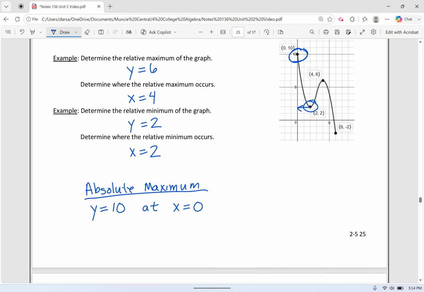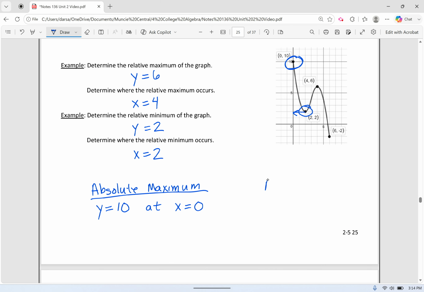What is the relative maximum? That one was 6. What is the absolute minimum of this graph? Well, the absolute smallest y value happens at this point, and that y value is -2, but it occurs at x equals 6. We need to understand the difference between absolute and relative max and mins, and then where those items occur.